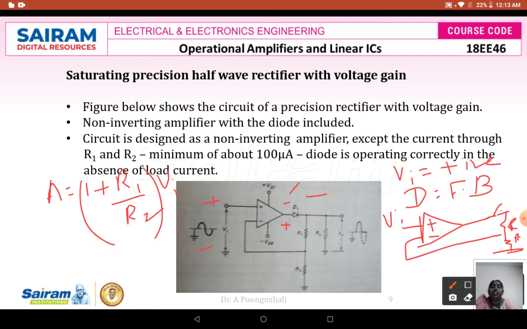So we say that the circuit is designed as a non-inverting amplifier, except for the current through your R1 and R2. A minimum of about 100 microamps should flow through the resistances R1 and R2. And when the diode is operating, even in the absence of load current, this current will flow and you will have an output voltage present. That is nothing but V0 is equivalent to 1 plus R1 by R2 into Vi. So this 1 plus R1 by R2 is nothing but the gain of the circuit. So we say that this is a saturating precision half-wave rectifier with voltage gain 1 plus R1 by R2.